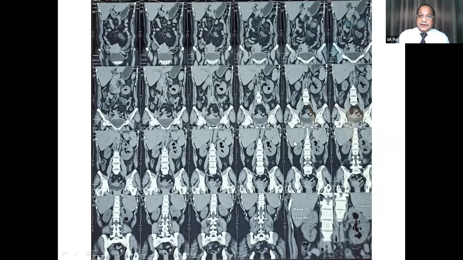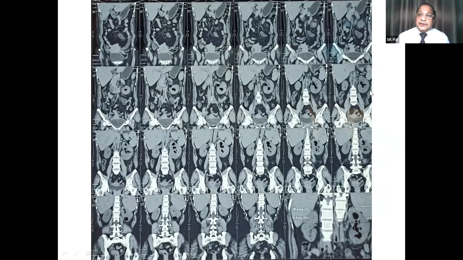And then you can identify the presence of liver and spleen. So like this, you have to study these films anterior-posteriorly in coronal sections and transversely, and identify your track from where you are going to take entry into the kidney.